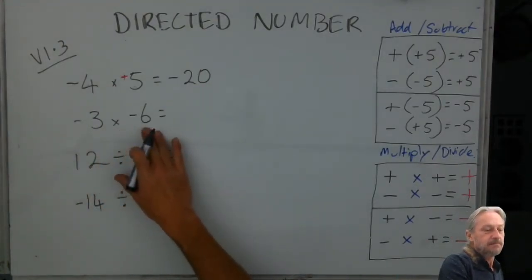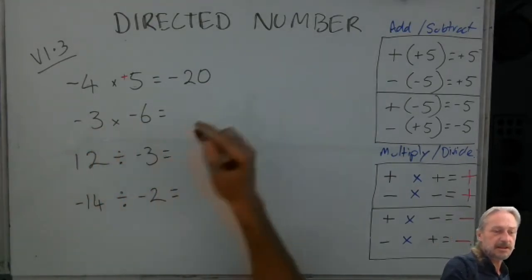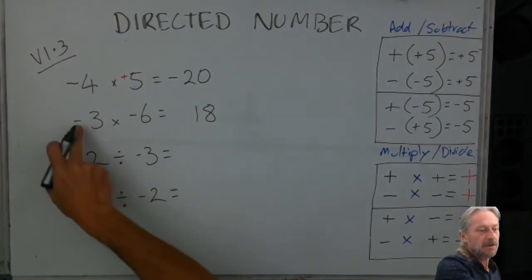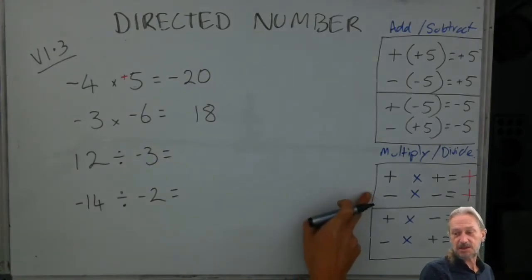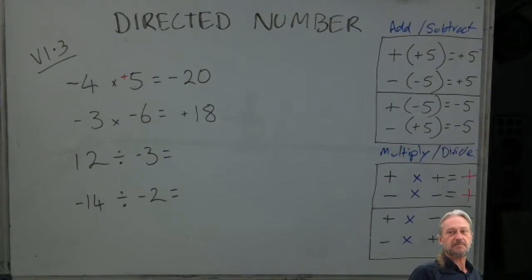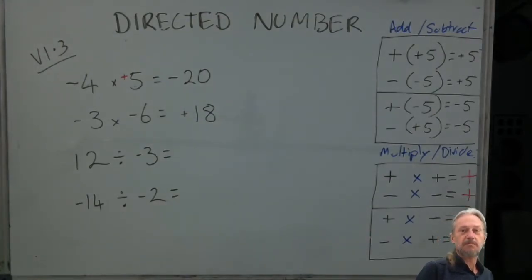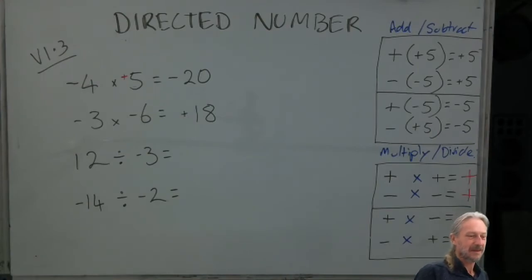The next one, I'm ignoring the signs for now. 3 times 6, 3 6s are 18. And then because it's a negative times a negative and they match, this is +18. We normally wouldn't write that, but just for the purposes of distinguishing between negatives and positives, I'm going to put it in there for now.